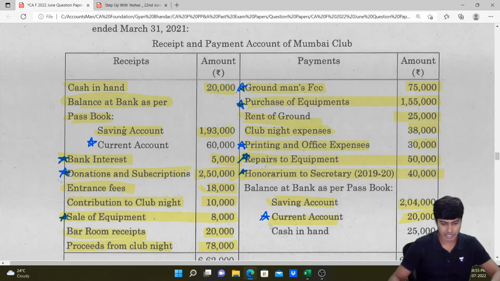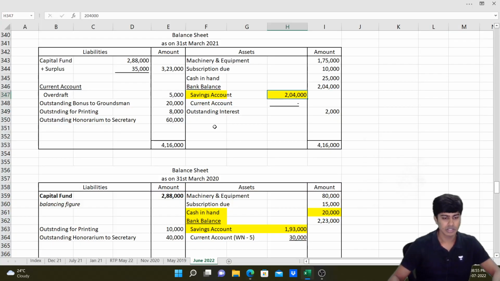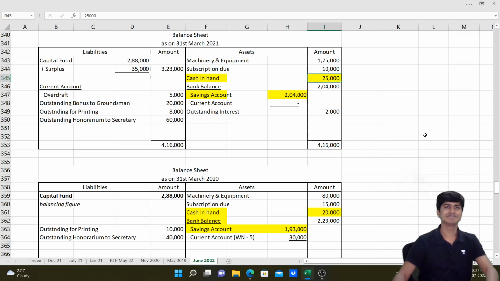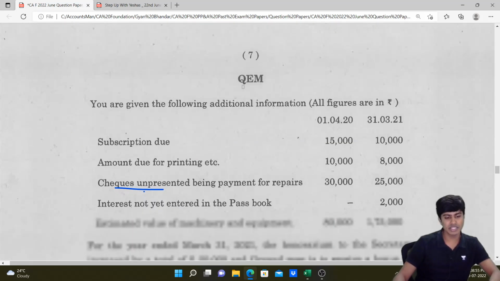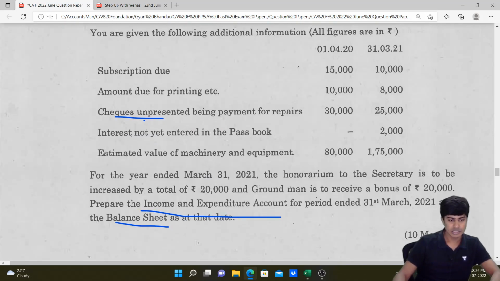Then we'll go to cash in hand. How much is cash in hand? 25,000. So cash in hand 25,000. So we posted all the items from receipts and payment. Now we'll go down to see the items from opening and closing balances.